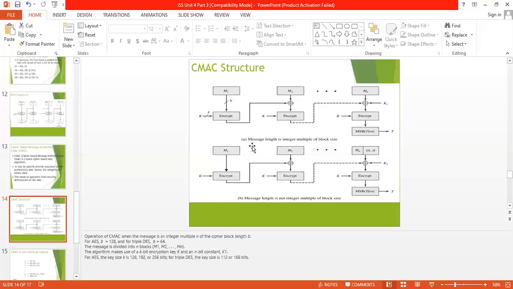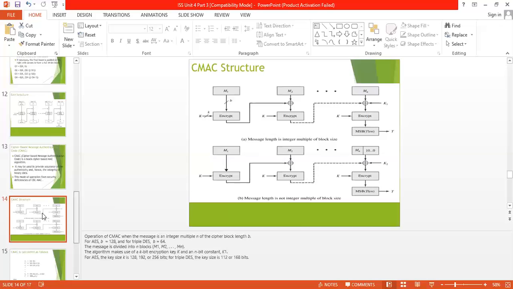This is the case where the message length is an integer multiple of the block size, and this is where the message length is not an integer multiple of the block size. There are two types of CMAC structure. One is the integer length, the other is the non-integer length. In the integer length, the last block is M of n, and in the non-integer case, the last block is padded with 10...0. So this is basically the CMAC structure.